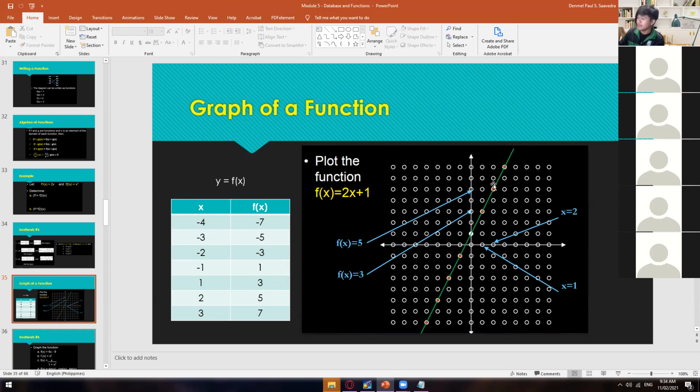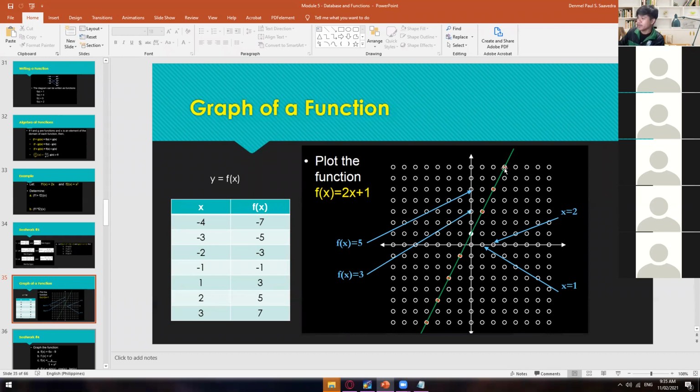And then, what will be the line that will form if we have values of, let's say, negative 1, positive 1 for your x? As I can write here, if we have negative 4, our y here is negative 7, wherein we have negative 4 for your x-axis. We have negative 3, we have negative 5. We have negative 2, we have negative 3. We have negative 1, we have negative 1. Right, so this one is incorrect. So correction, negative 1. All right. And if we have 1, we have 3. If we have 2, we have 5. And then if we have 3, we have 7.